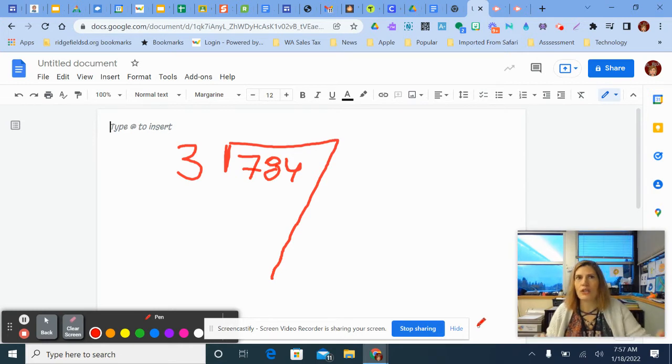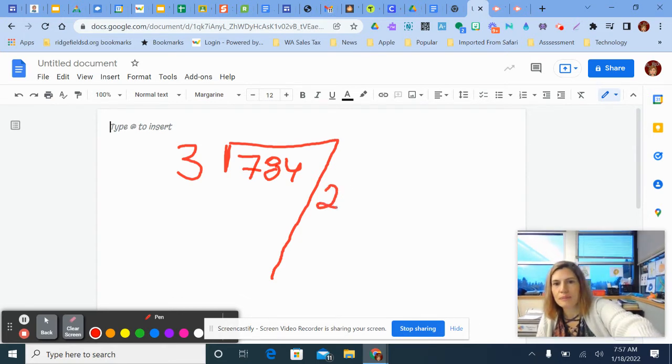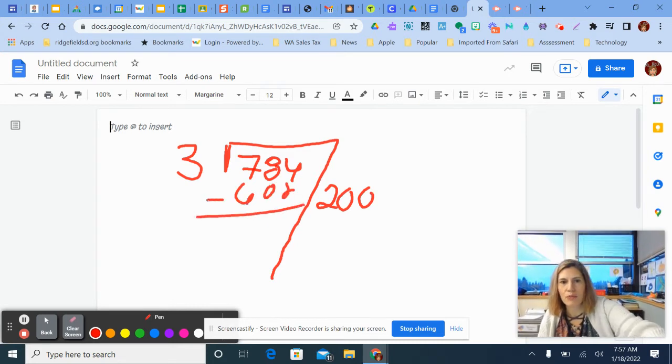So again, just like last time, we're going to try to see how many times 3 can go into 784, and we're going to just go by the biggest chunk possible. So the first thing is I know that 3 times 2 is 6, which would give me a big chunk. So especially if I think about my multiples of 10, right? So if I did 200, 3 times 200 is 600. So I'm going to take that and subtract it.